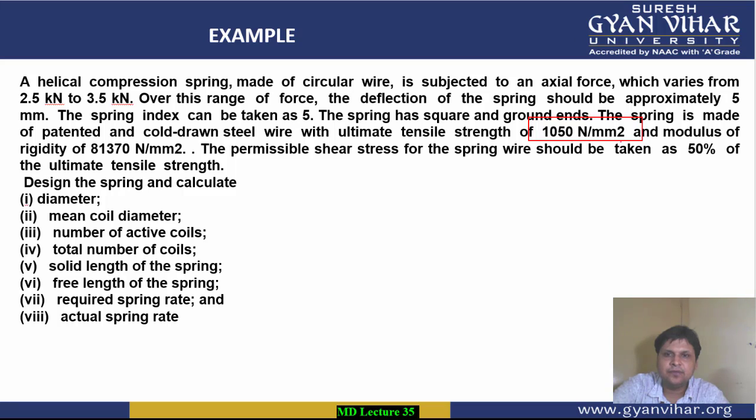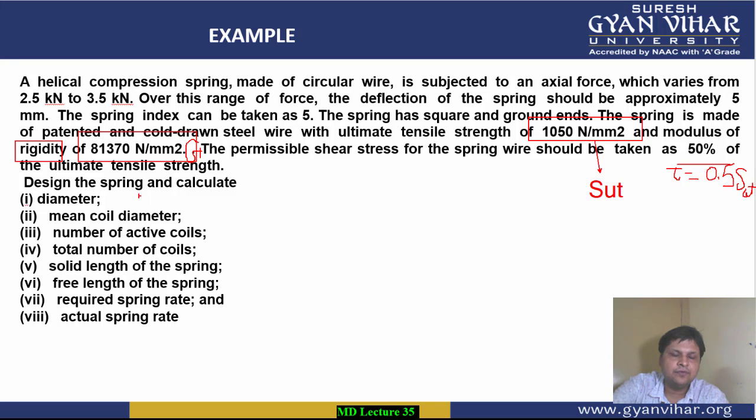Moving further, the ultimate tensile strength value is given as 1050 Newton per mm square, and modulus of rigidity is given to us as 81370 Newton per mm square. This is the value of capital G, and the other is the value of ultimate tensile strength. The permissible shear stress for the spring wire should be taken as 50% of the ultimate tensile strength. The same line we have used in the previous numerical also, tau we have to take 0.5 into ultimate tensile strength, SUT.